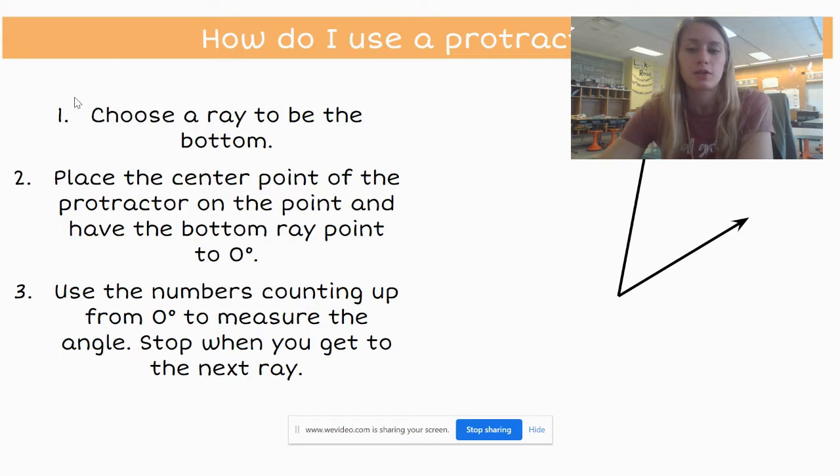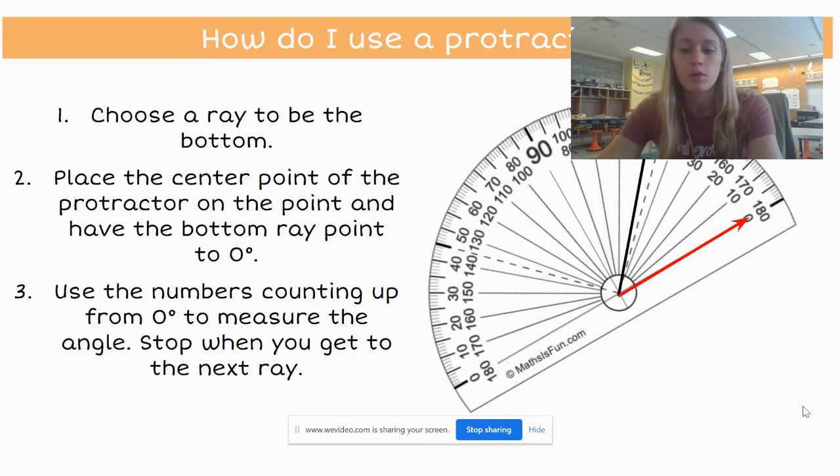How do I use a protractor? To use a protractor, we choose a ray to be the bottom that we measure our protractor on. So if you notice here, we look at the ray in red. Number 2, we place the center point of the protractor on the point and have the bottom ray point to 0. Most important part right here, to line it up correctly. Otherwise, our whole measurement is going to be off. So remember, the center point, the vertex, goes right in the center point on the protractor, and we line up that ray at 0.